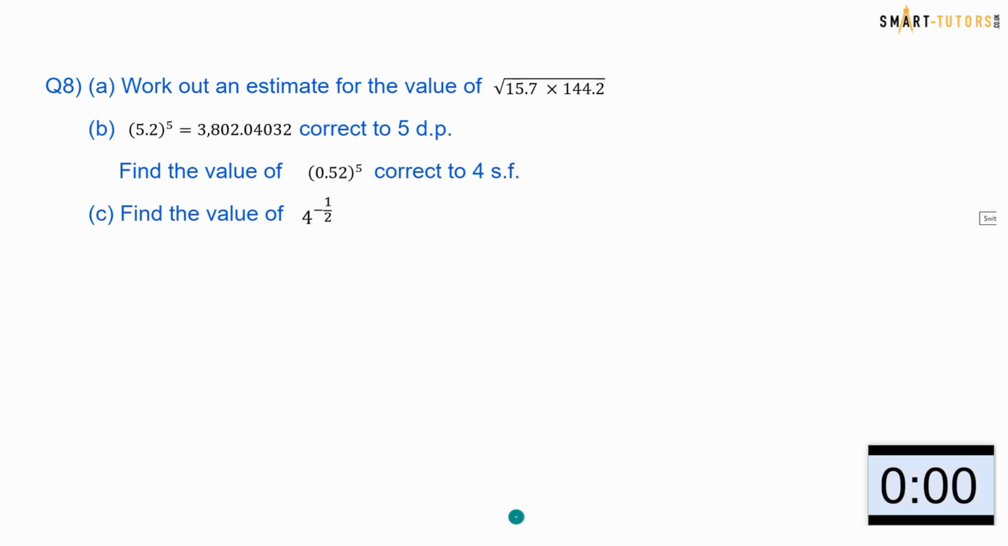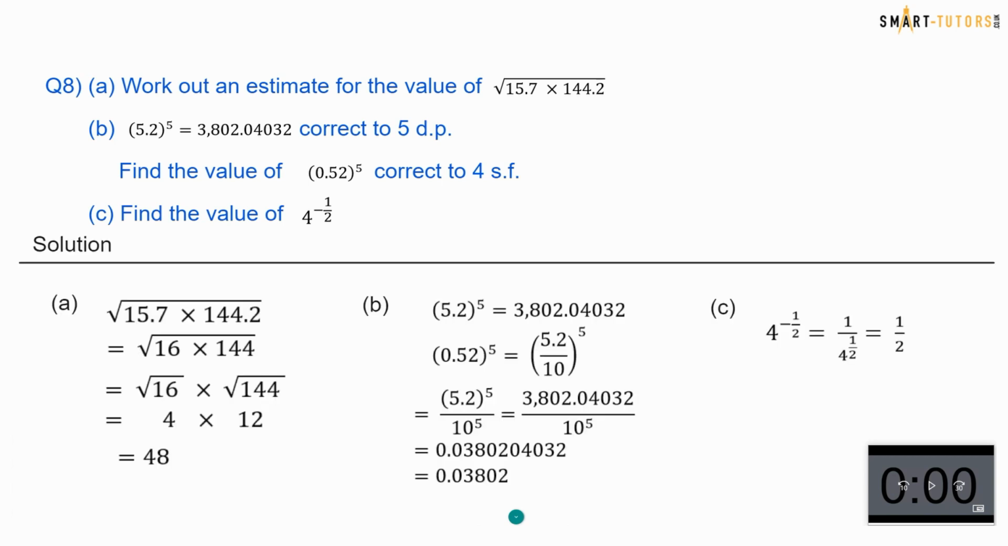That is the end of the time allocation for question number 8. Let's look at the answers and the solutions. Part A, the answer is 48. Part B is 0.03802 and part C is half.